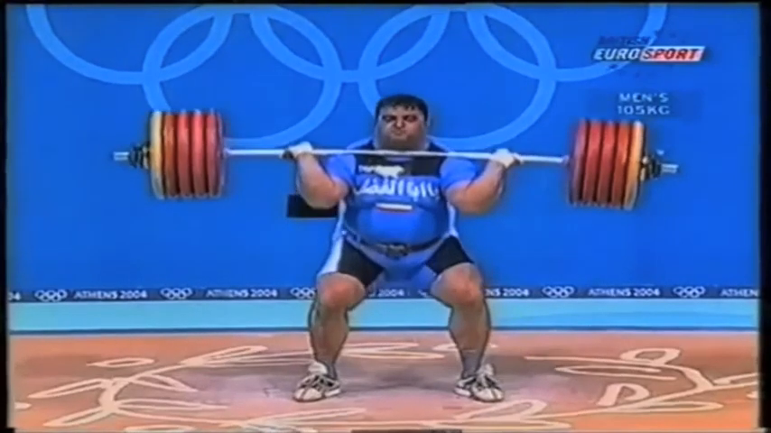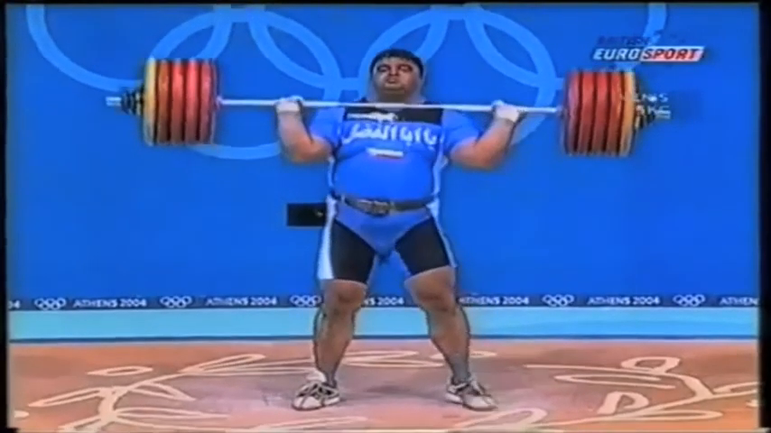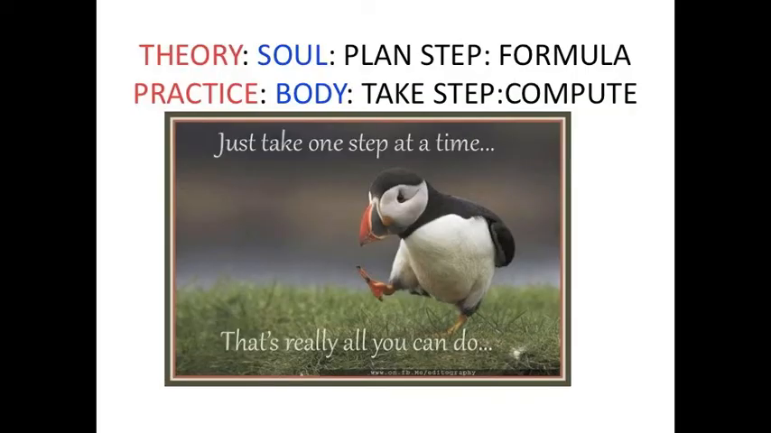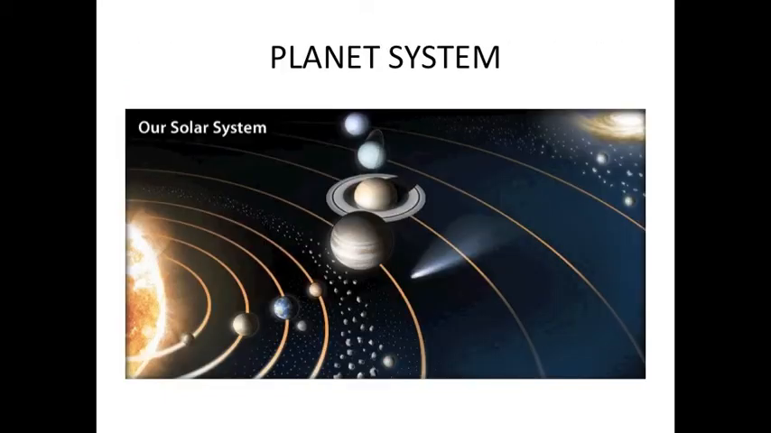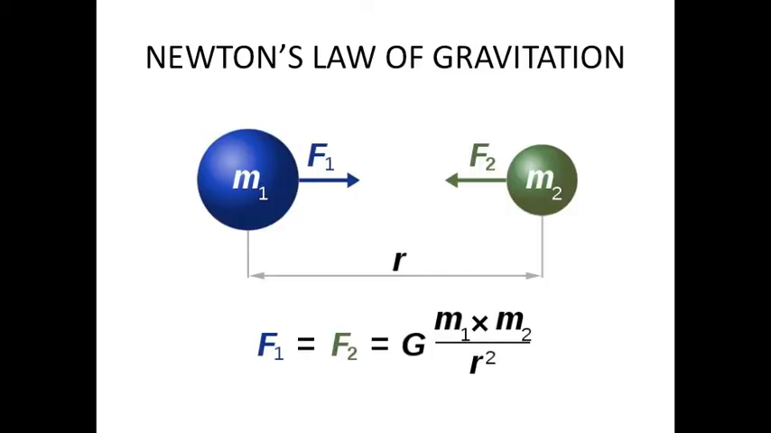Time stepping is a combination of theory or soul, that is, planning the step according to a formula, and practice or body, that is, taking the step by performing a computation according to the formula. By time stepping, the motion of the planets in our solar system can be computed using Newton's law of gravitation.